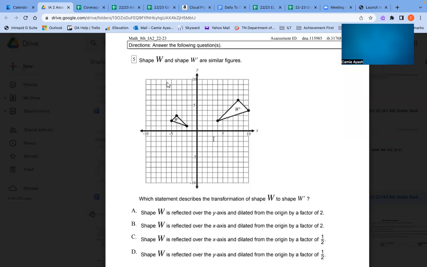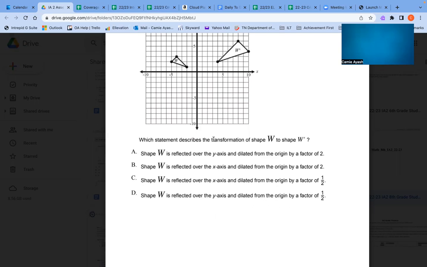B, shape W is reflected over the x-axis and dilated from the origin by a factor of 2. C, shape W is reflected over the x-axis and dilated from the origin by a factor of 1/2. D, shape W is reflected over the y-axis and dilated from the origin by a factor of 1/2.